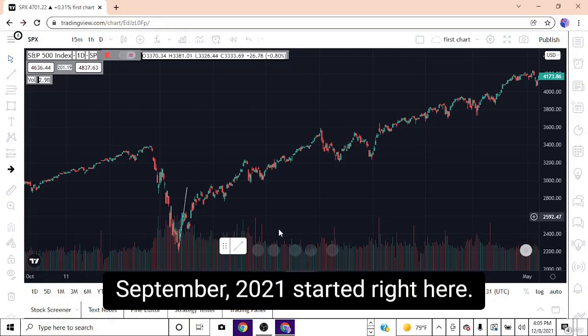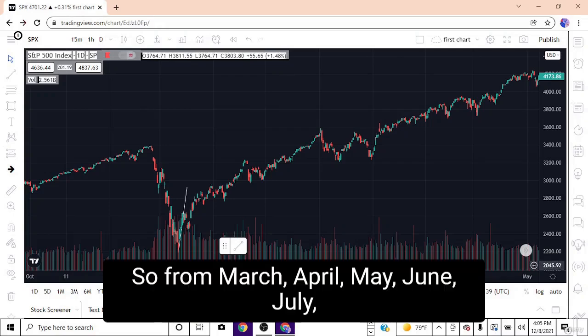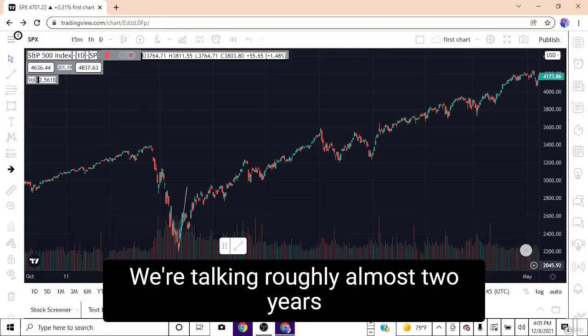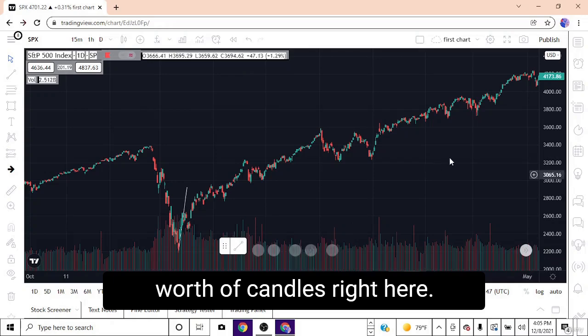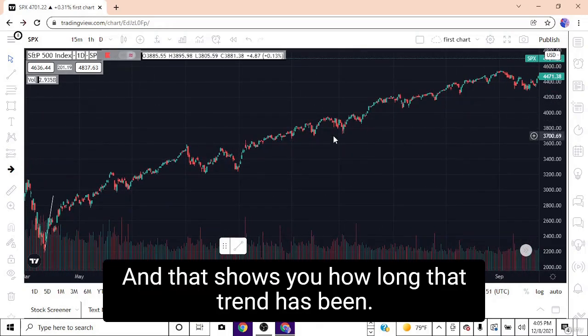Yeah, so 2021 started right here, January. From March, April, May, June, July, August, September, October, November, December, January, we're talking roughly almost 2 years' worth of candles right here. And that shows you how long that trend has been.